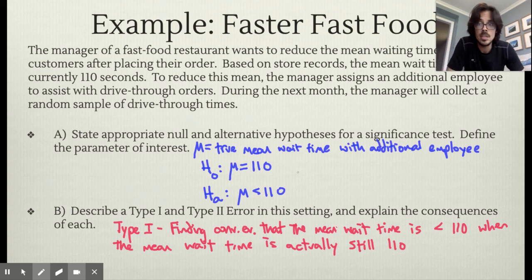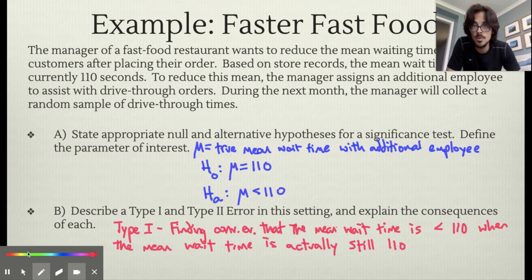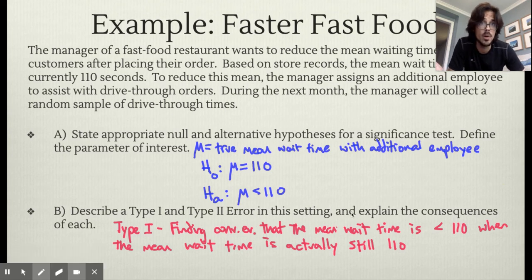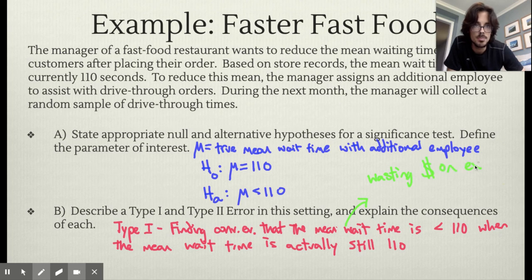What would that mean for us in our restaurant? So I'm the restaurant manager. It's my restaurant. I end up making a type 1 error. Well, I basically paid an extra employee. I'm like, oh my gosh, this is working so great, I'm going to pay this person. And then it turns out I didn't even help the situation. So this would be me wasting money on an extra employee that didn't help.